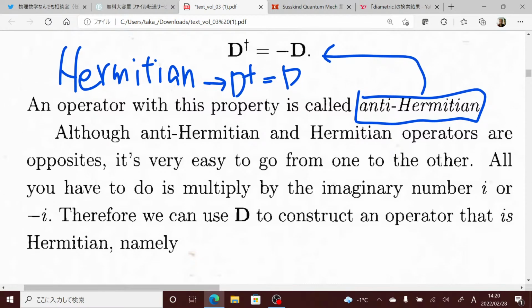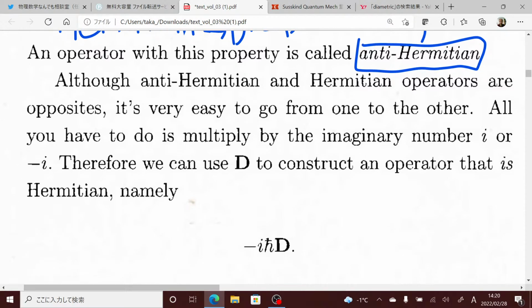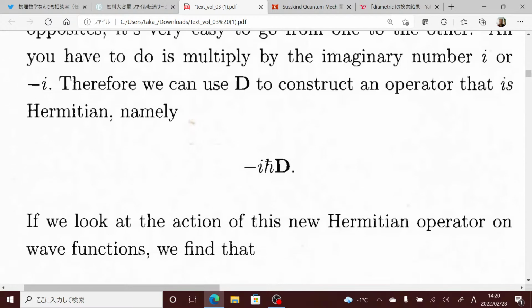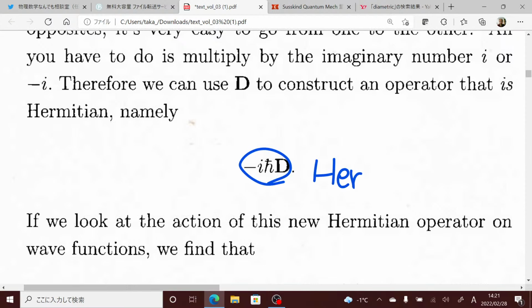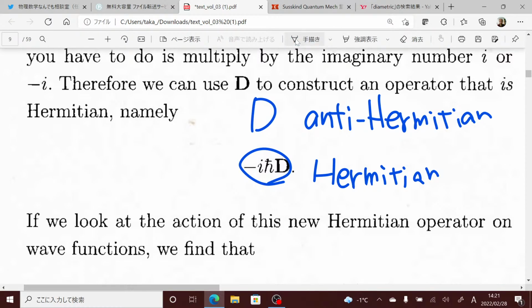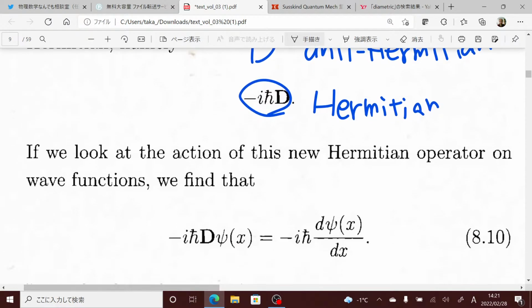Although anti-Hermitian and Hermitian operators are opposites, it's very easy to go from one to the other. All you have to do is multiply by the imaginary number i or minus i. Therefore, we can use d to construct an operator that is Hermitian. If you have an anti-Hermitian operator, you can construct a Hermitian one by multiplying by i or minus i. Here h bar in this case is just 1.